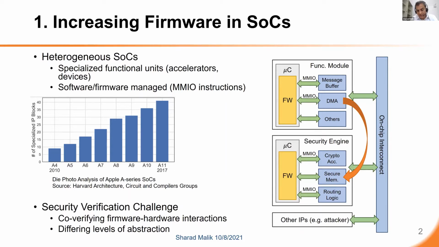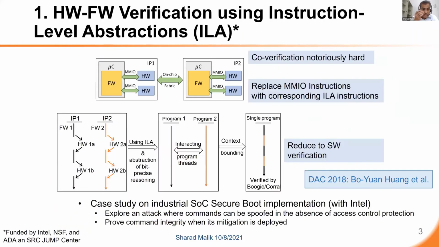And the big difficulty in this is the differing levels of abstraction between the firmware, which really is at the software level, and the rest of the system, which is at the hardware level, at a much lower level of abstraction if you look at the state transition system. So this was something that we'd been looking at for a while, in collaboration also with Intel. And the idea that we started exploring was, how do we raise the level of abstraction for the entire system to the software level? And in particular, how do we represent the hardware using instructions just like the software is represented?